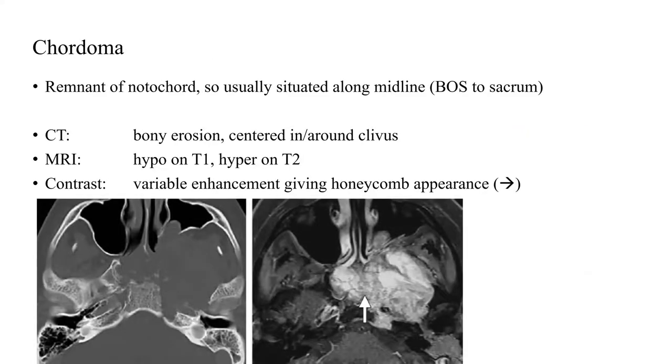Chordomas are malignant tumors from the remnants of the notochord, so usually are situated in the midline, anywhere from basal skull to the sacrum, but obviously they can extend from the midline into the petrous apex. The imaging patterns are that on CT, you usually see bony erosion. It's usually centered in or around the clivus. And on MRI, again, as with most of the lesions, it's hyperintense on T1 and hyperintense on T2. And with contrast injection, there's variable enhancement giving a characteristic honeycomb appearance, as you can see with the arrow in the right-sided picture.